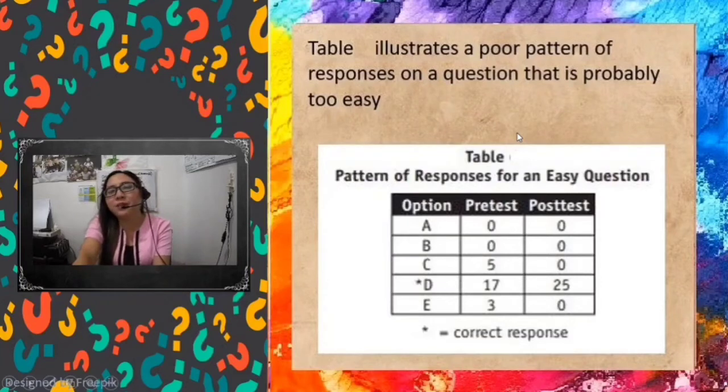This table illustrates a poor pattern of responses on a question that is probably too easy. For example, this is the pattern of responses for an easy question: A, B, C, D. Easy answer, correct answer, or correct response. Because there are so many students who got the right answer in letter D, it is a very easy question.